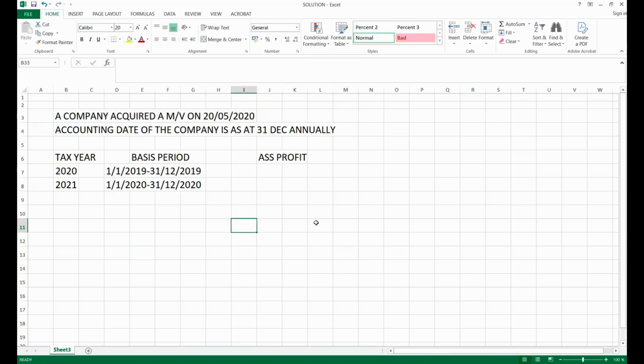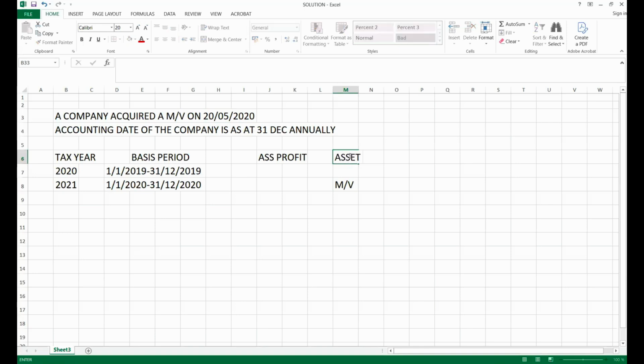What this means is that you look at the tax year that is going to have this date, 30/05/2020. In which of the tax years can we find 30 May 2020? 2021. So this motor vehicle will be available for capital allowance claim from 2021 year of assessment.